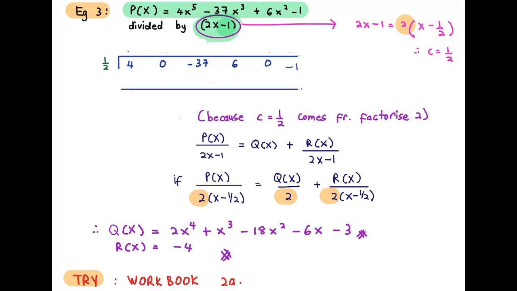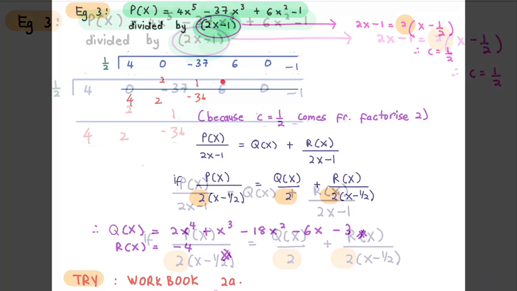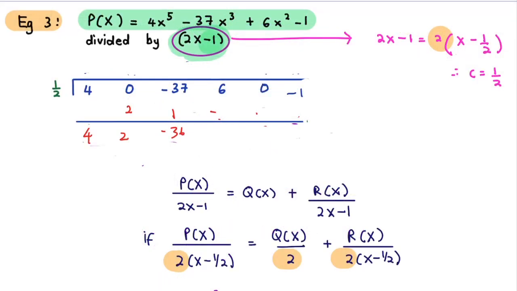Now the number here, 4 plus 0 is 4. And then times half up here, this is 2. And then plus, go down, this is 2. And then go up here, times half. So this is 1. Then minus 37 plus 1, this is minus 36. And then times half, this is minus 18. So 6 plus minus 18, this is minus 12.